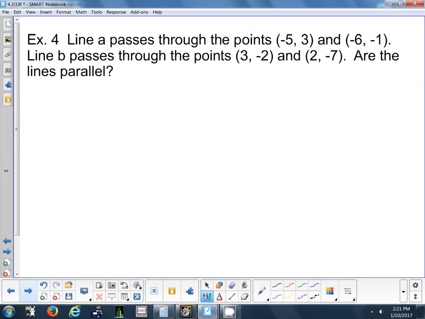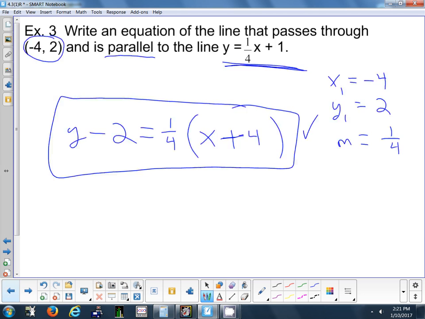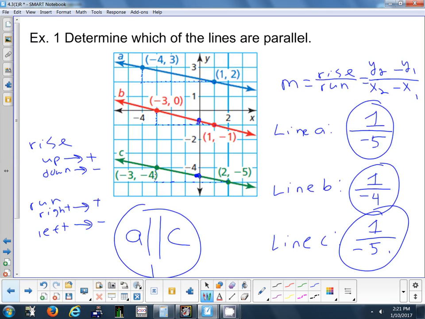All right. This problem, the last one, is very similar to the first one. We have line A and we have line B. And the only question is, is line A parallel to line B? That's it. Yes or no? We just want to know if they're parallel. What makes this question a little harder than this question? You don't have a graph. So you can't just easily count and do rise over run.